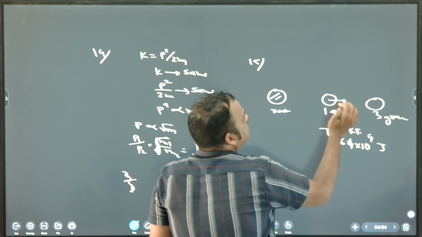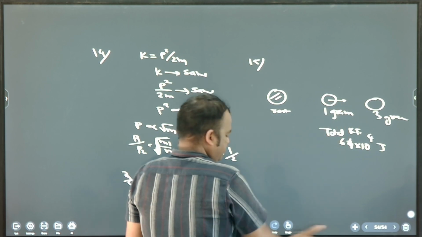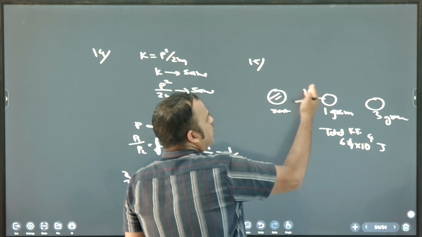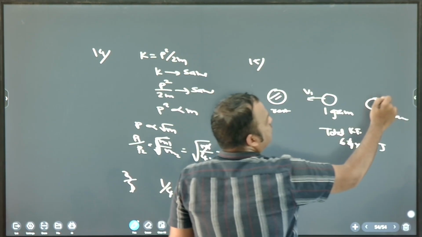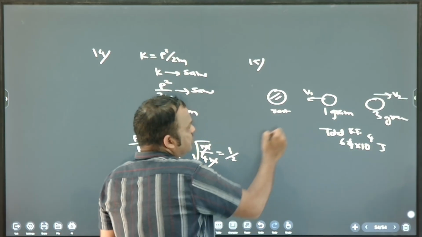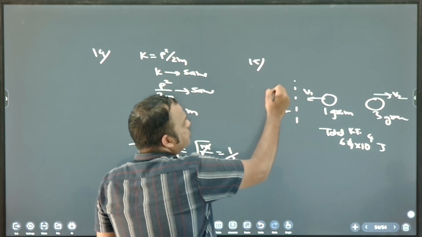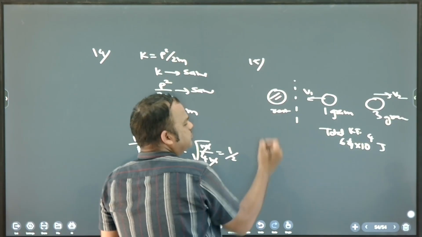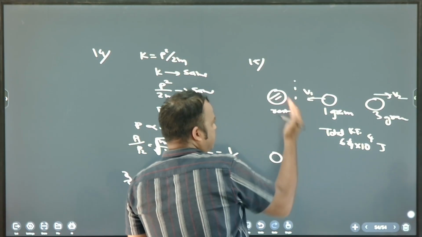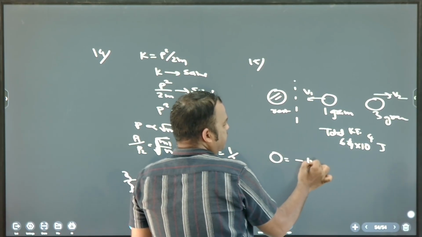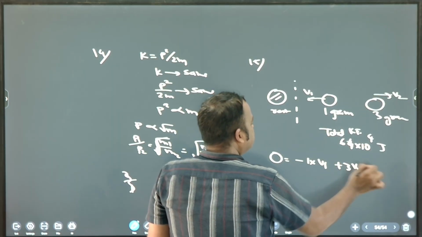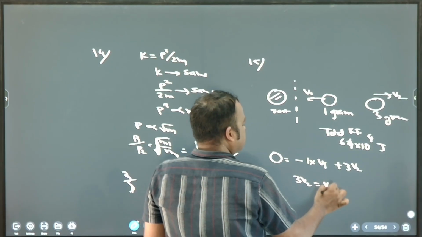Now suppose the kinetic energy of 1 gram is left side, half mv1 square. So this will go where? Right side. Now momentum conservation you have to do. What is the initial momentum? 0. Final momentum mv1 left side. So minus m into v1 plus this plus 3 into v2. So 3 v2 is equal to v1.